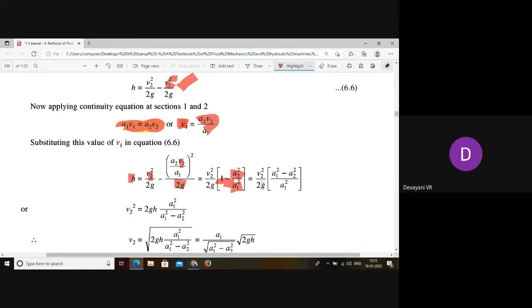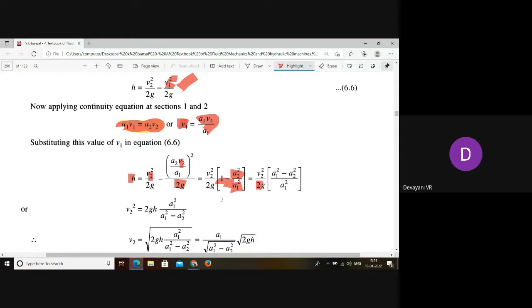And from this equation, V2 square can be written as V2 square equals 2gh, as 2g goes to the left side. Then it will be 2gh into A1 square by (A1 square minus A2 square), as it comes to the numerator. So do you understand the derivation?